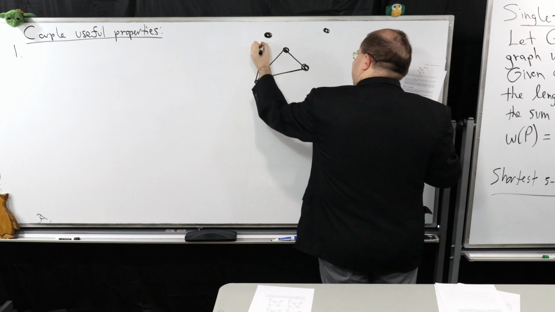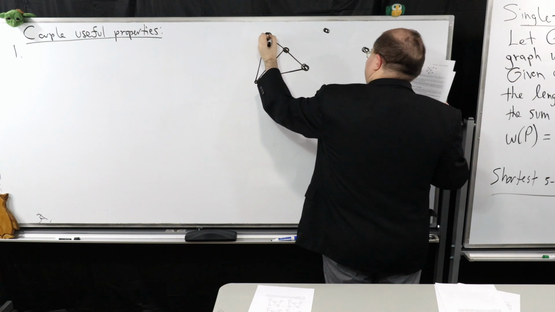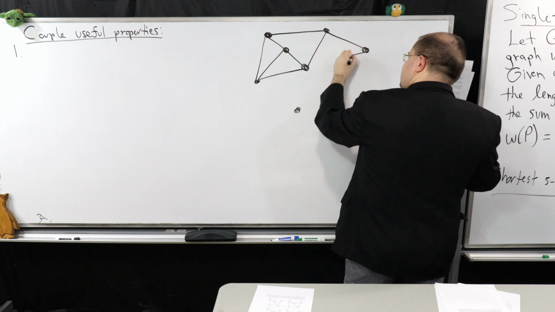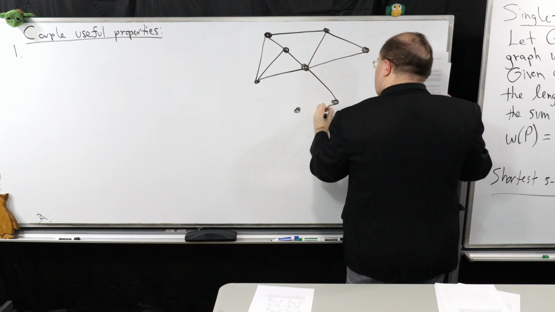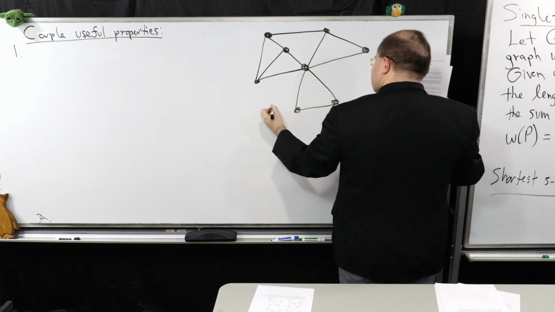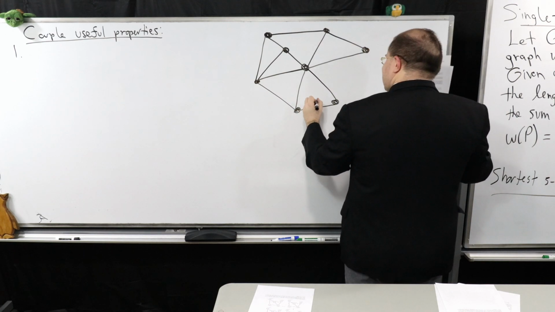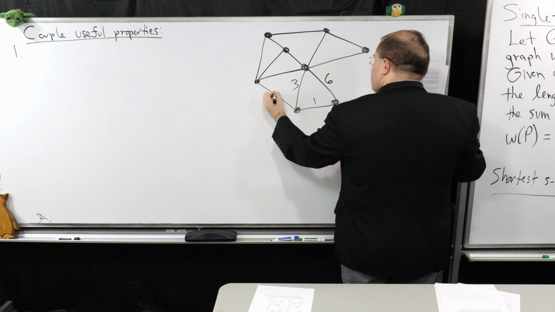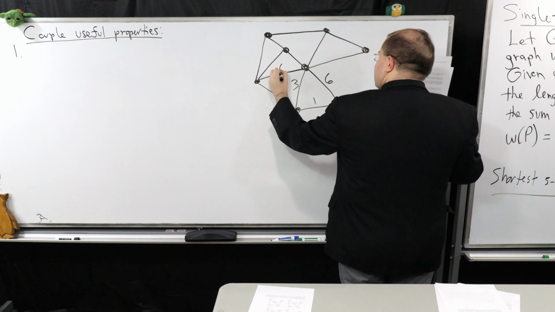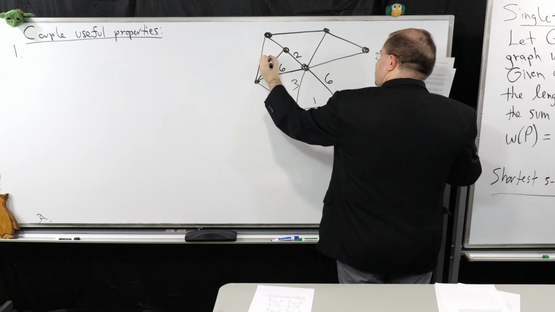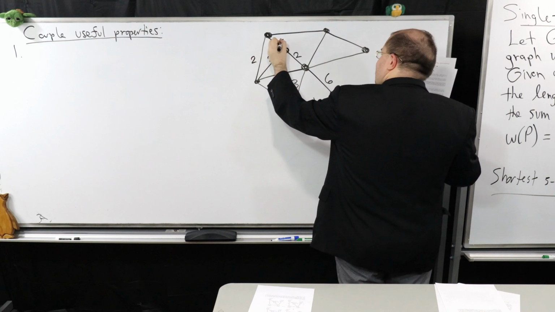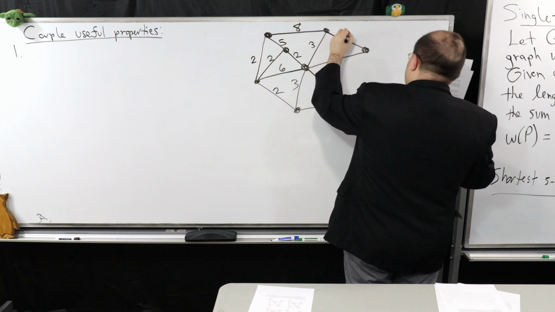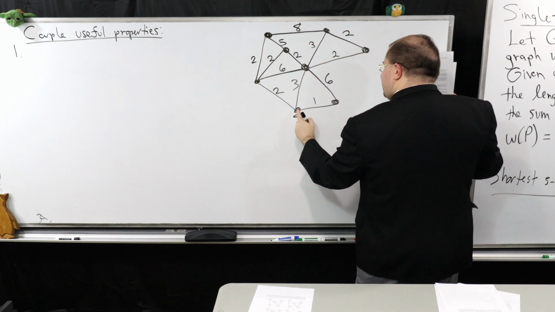Let's make it look like this. I'm kind of drawing a fun doodle here, okay? So let's draw out this graph here. Here we go. So I'm going to label some weights on these edges. 3, 2, 6, 2, 2, 2, 5, 8, 3, 2, 2.